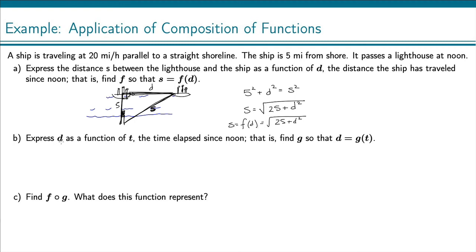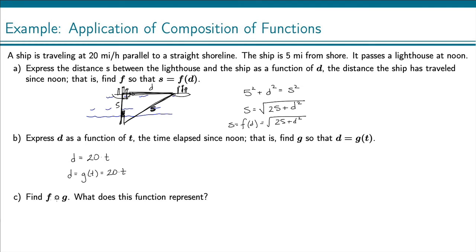Okay, next we want to express d as a function of time, t, the time elapsed since noon. So that's just looking at what's happening here. We know that our ship is traveling 20 miles per hour. And to get our distance, distance is rate times time. So 20 miles per hour times the time that has elapsed is going to give me my distance traveled. In other words, that's what g of t is. We want to find g so that d is g of t. So d is g of t, which is 20 times t.